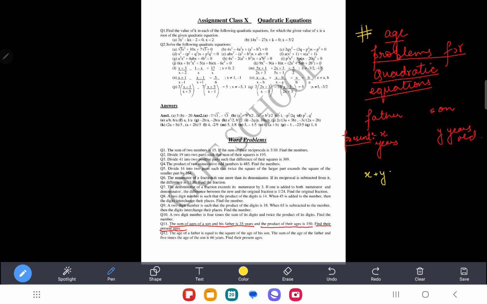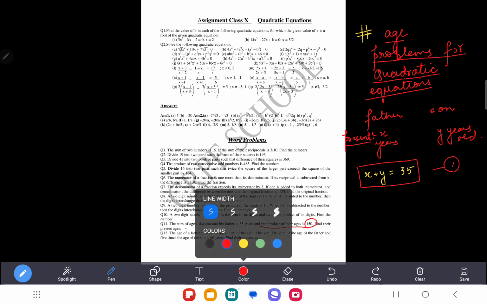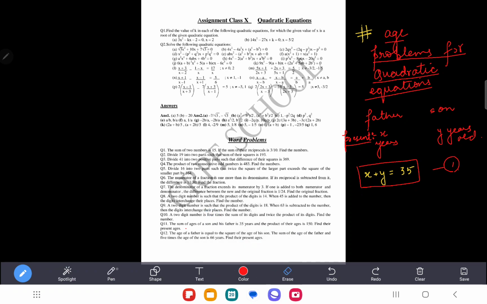So what do I say? That X plus Y shall be 35. According to the question, it says the sum of the ages of son and father is 35 years. So that means X plus Y is going to be 35. That's my first equation. Are you understanding? Then it says the product of their ages is 150. So X times Y is 150, isn't it?